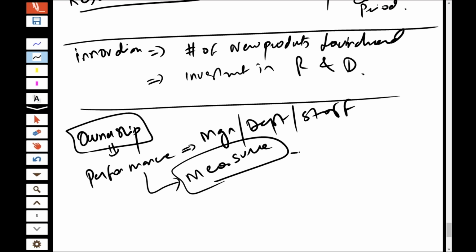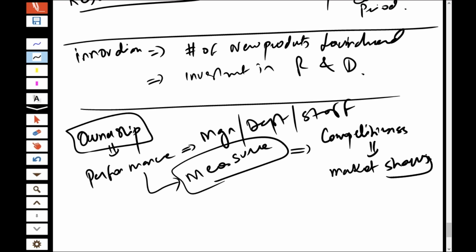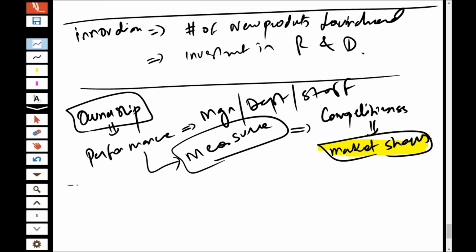Like, for example, you are measuring the competitiveness, and you're measuring the competitiveness using a ratio of market share. So this specific concept of the standard of ownership tells you that the person whose performance you are measuring should own this performance measure, should say that, okay, I'm ready, I'm okay with this specific performance measure. That's what the concept of this market share is.